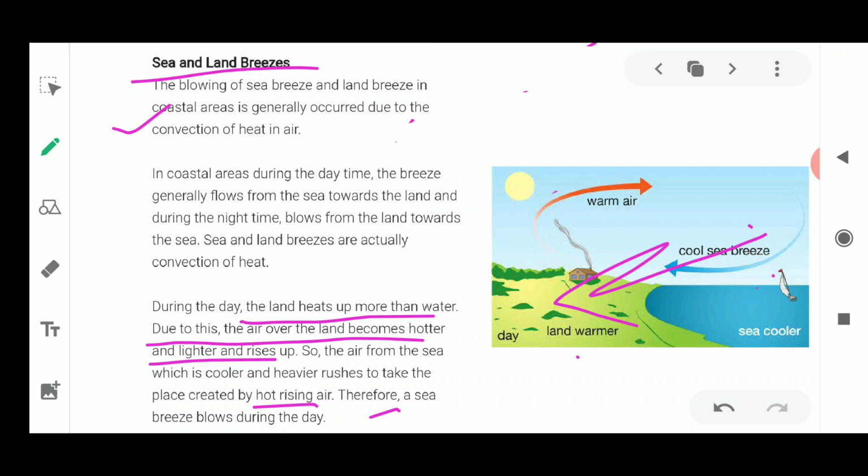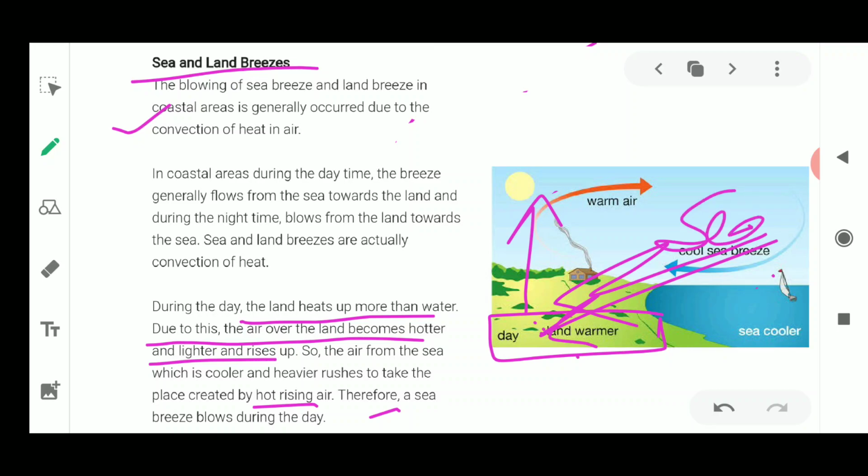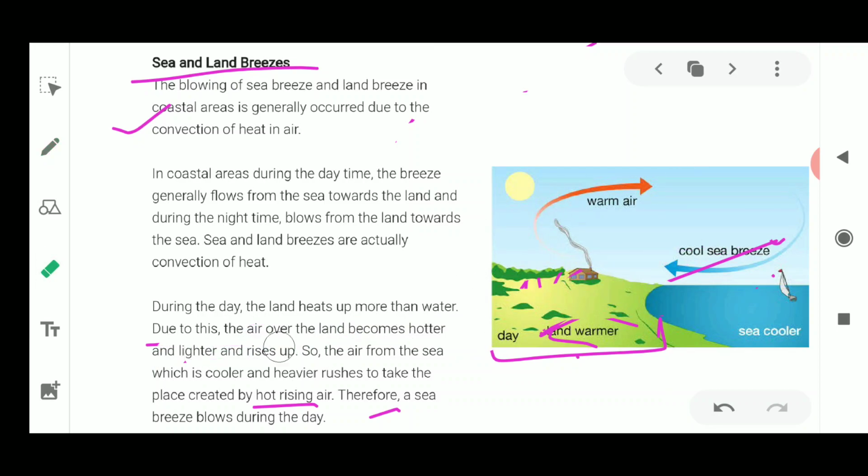Why is it coming from sea towards land? Because the land is warming up at a very fast rate, and the hot air rises up, and as soon as this hot air rises up, there is space made here. So that empty space is going to be filled with the cold air coming from the sea. So air is moving from where to where? It is moving from sea to land. So this is called sea breeze. Now I think you have understood the meaning of sea breeze.